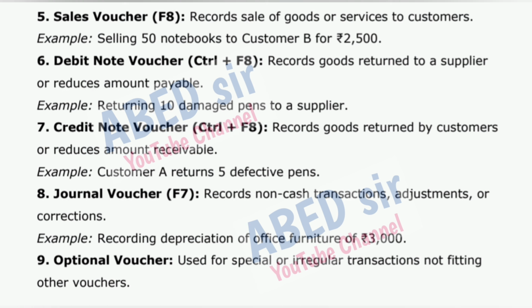7. Credit note voucher, Control plus F8, records goods returned by customers or reduces amount receivable. Example, customer A returns 5 defective pens. 8. Journal voucher, F7, records non-cash transactions, adjustments, or corrections. Example, recording depreciation of office furniture of 3,000 rupees. 9. Optional voucher, used for special or irregular transactions not fitting other vouchers.